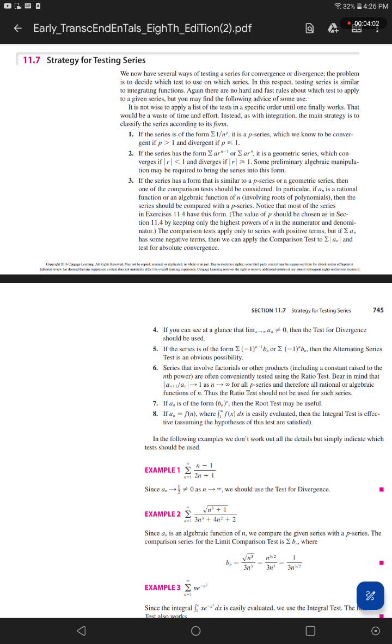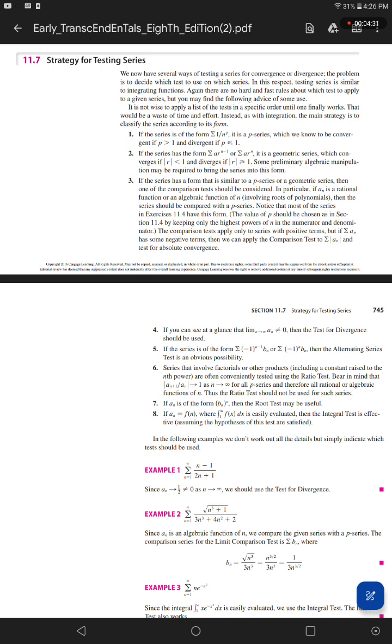Number 5. If the series is of the form the sum of negative 1 to the power n minus 1 times b sub n, or the sum of negative 1 to the power n times b sub n, then the alternating series test is an obvious possibility.